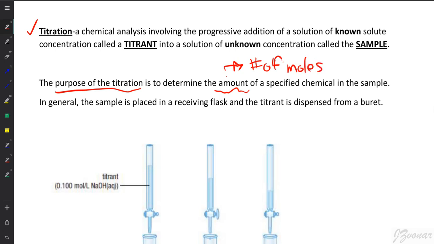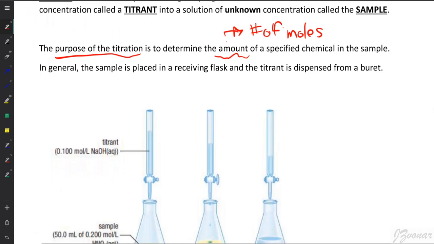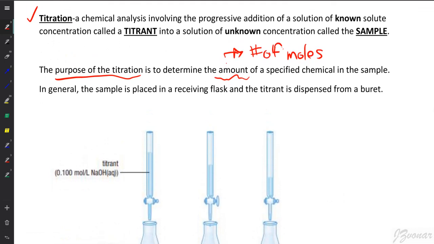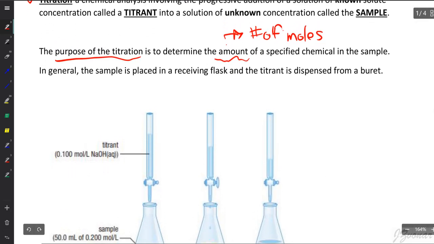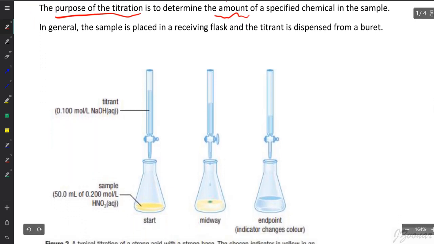within the sample. So generally speaking, when we try to determine the unknown concentration, which is in moles per liter of the sample, it is going to be collected in a flask. This is generally what a titration would look like. We would place the known concentration, which is my titrant, into the burette. This is called the burette. It's calibrated to 2 decimal places.